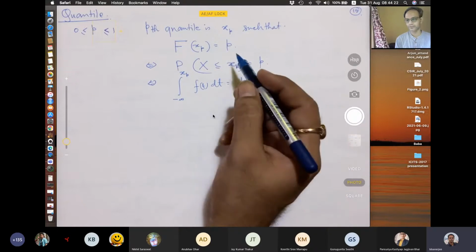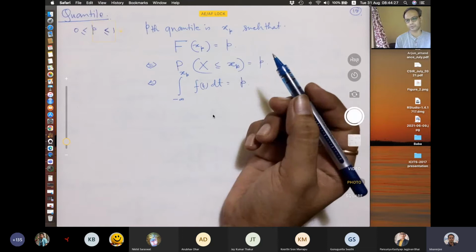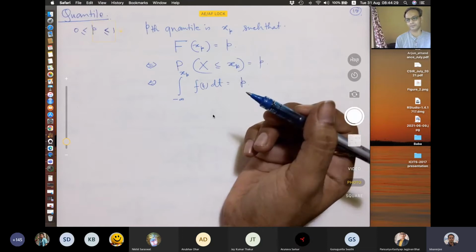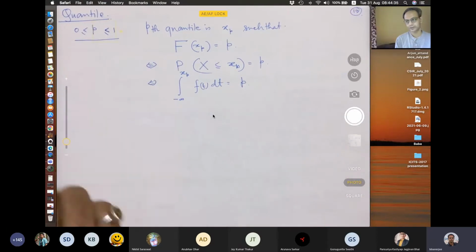If you take p equals half, it will be the median. If you take p equals 0.25, it will be Q1. If you take p equals 0.75, it will be Q3, in this way. But it is in general true for any p like this.